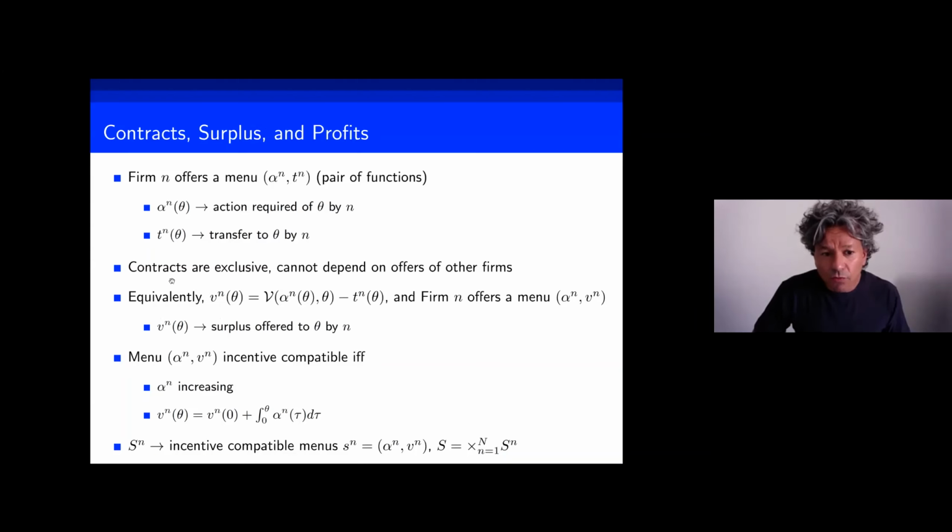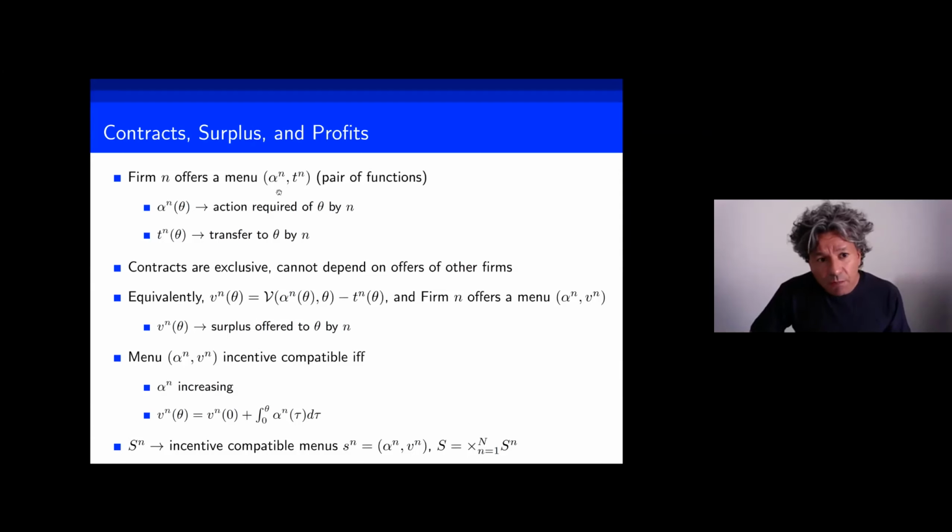We are going to assume that contracts are exclusive, so each type of agent can deal only with one firm, and they cannot depend on offers of other firms. We know that this is not without loss of generality, but we think that competition via menus is economically realistic and worth exploring further. But we are aware that we are imposing a restriction here.